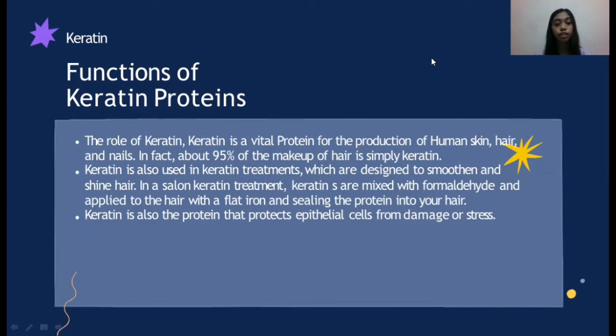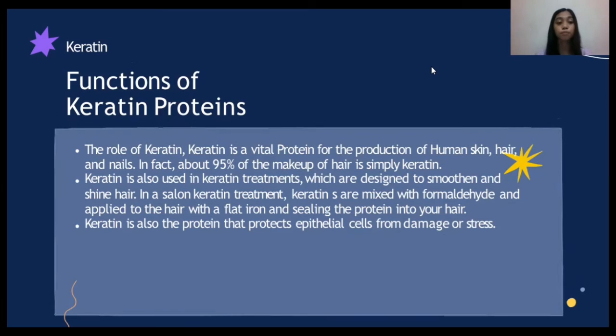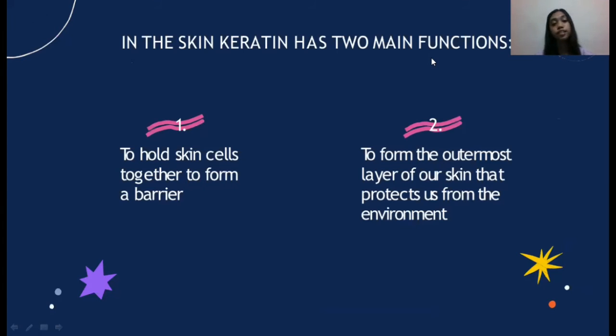Keratin is also the protein that protects epithelial cells from damage or stress. Keratin is an important protein in the epidermis. In epithelial cells, keratin proteins inside the cell attach to proteins called desmosomes on the surface. Keratin serves important structural and protective functions, particularly in the epithelium. The skin keratin has two main functions: to hold skin cells together to form a barrier, and to form the outermost layer of our skin that protects us from the environment.